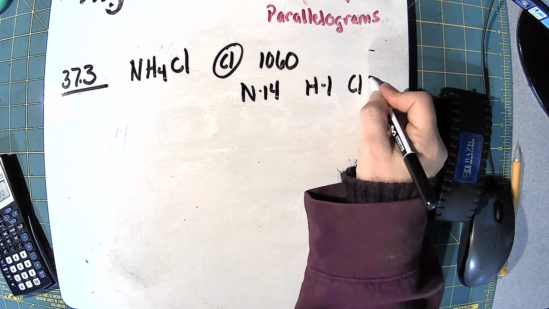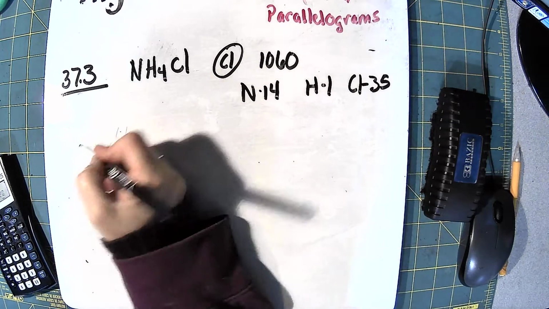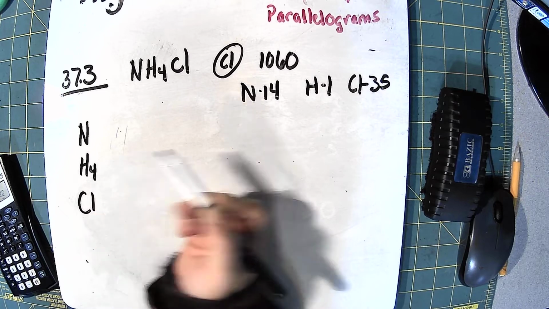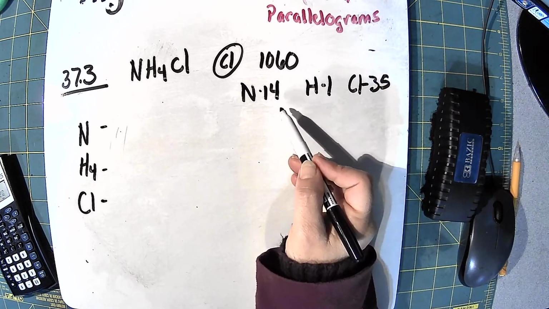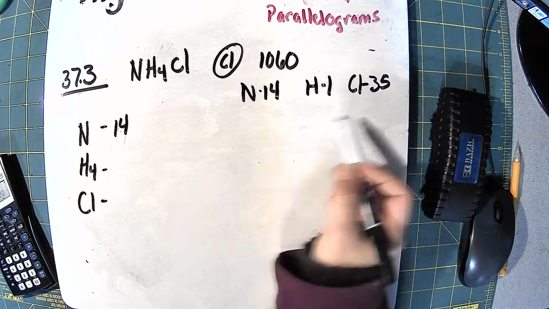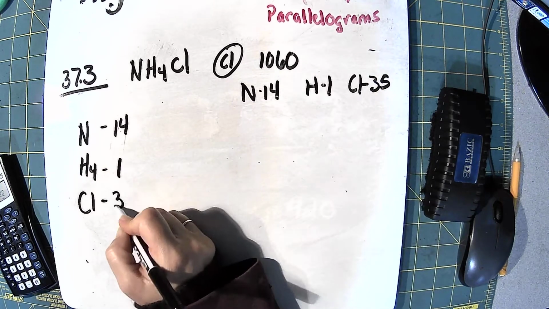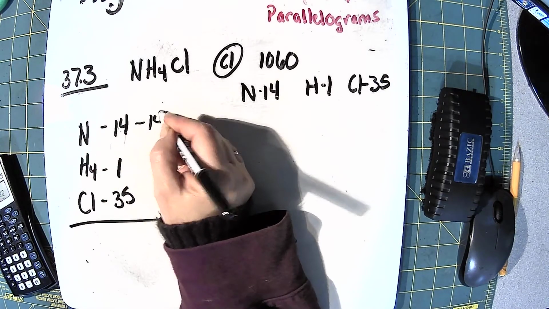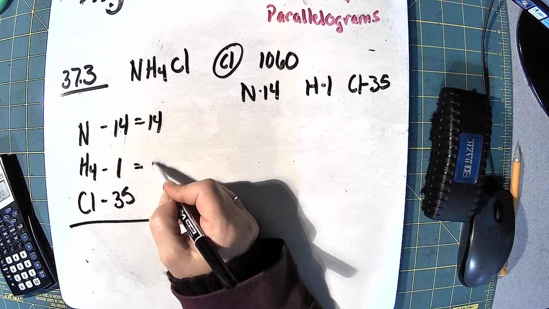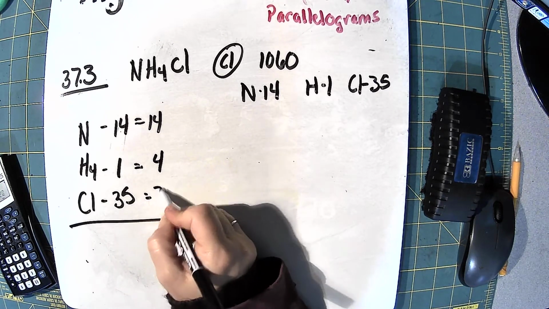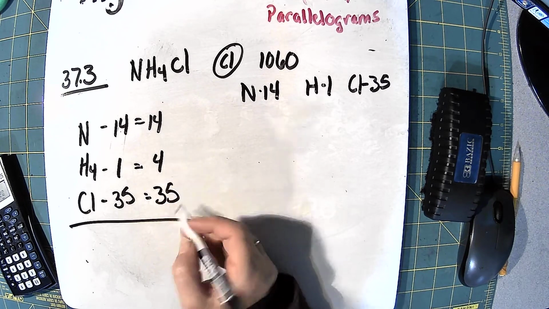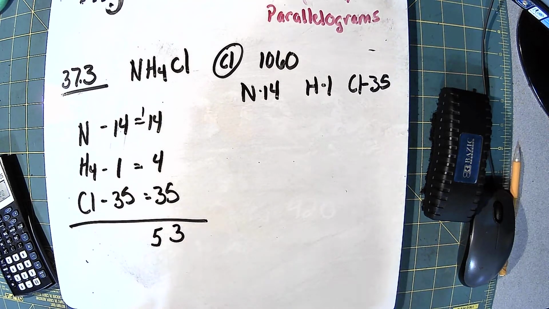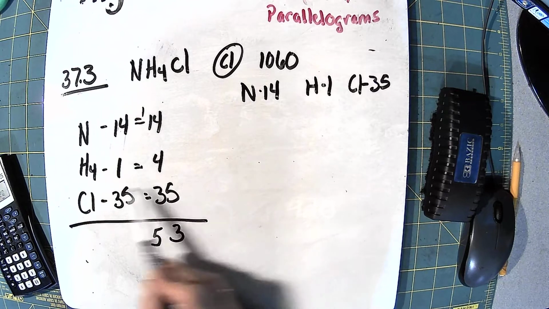Okay, so I'm going to write my formula, NH4Cl. And then I'm going to put my weights next to them here. So my N is 14, my H is 1, and my Cl is 35. Then I'm going to add them up. First I've got to multiply. I have one N, so that's going to be 14. I have 4 H's, so that'll be 4. And I have 1 Cl, so that's 35. And then I add all these together. 53 is my total.